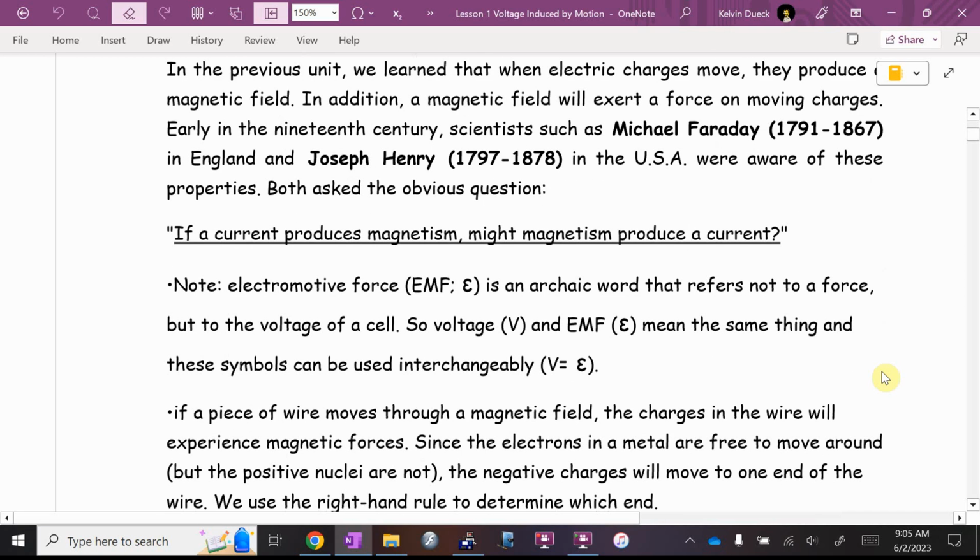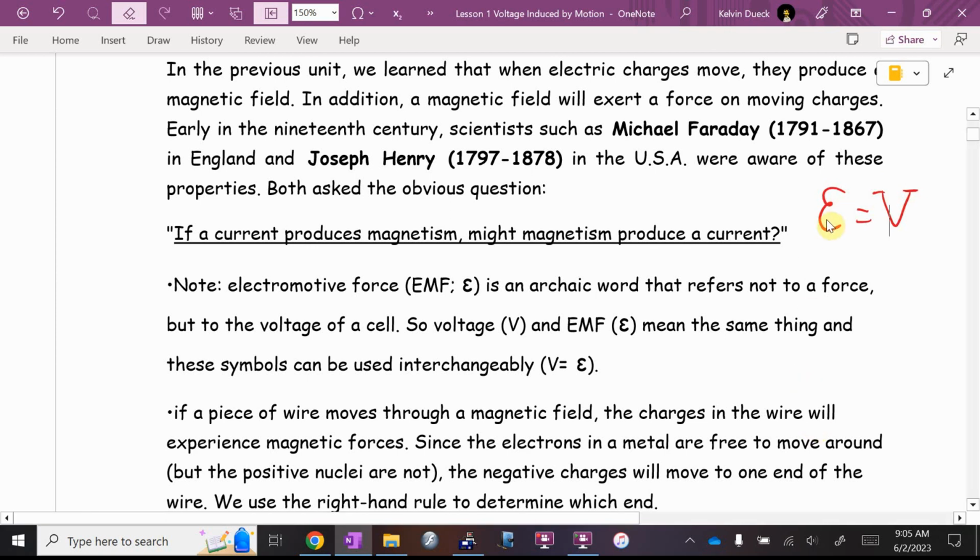I'm going to give you a note here. Electromotive force, and I know it contains the word force, so it's abbreviated as EMF because it's not measured in newtons. Its symbol is this curly E. It's an archaic word that refers not to a force, but to the voltage of a cell. This is going to be the same as this. And in this unit, often I'm going to use this as my symbol for voltage.